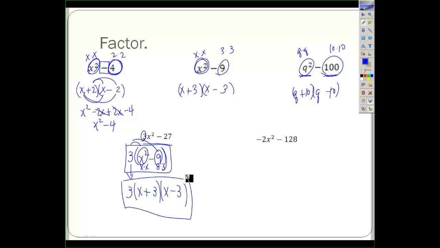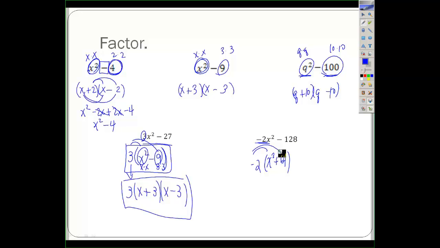All right, and so let's look at this last one here. Once again, we have a number in front of our x squared. So let's try to get rid of that number. I'm going to pull it outside and separate it from what we're trying to factor. Now when you pull out a negative number, it comes out of both parts. So be very careful here. Just to make sure we did it right, negative 2 times x squared is negative 2x squared, and negative 2 times 64 is negative 128. So we did factor it correctly.